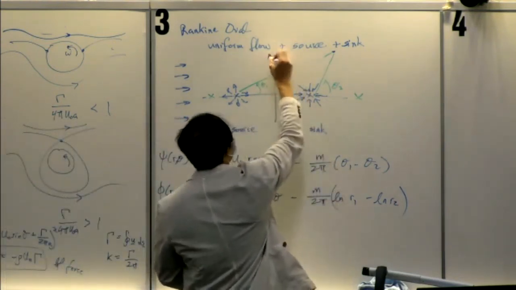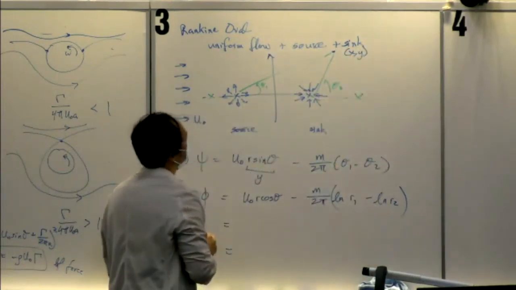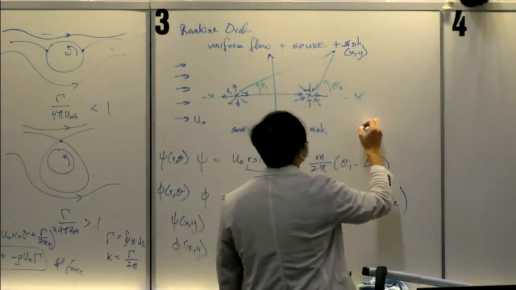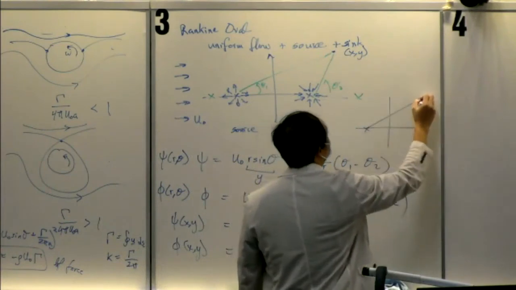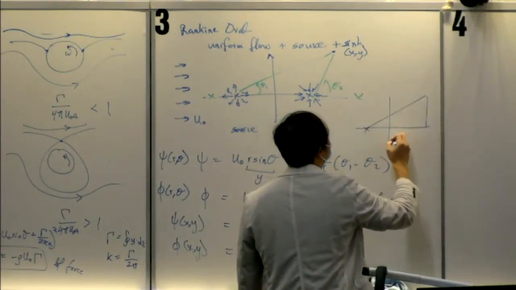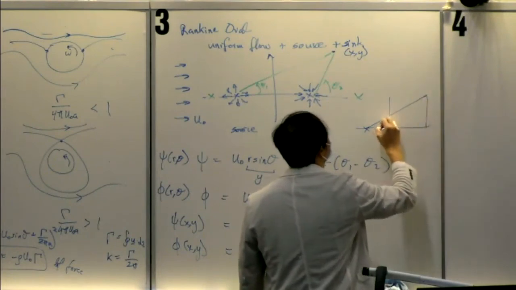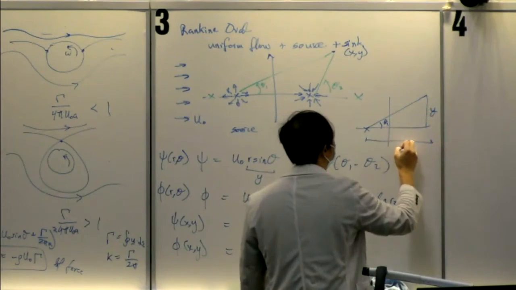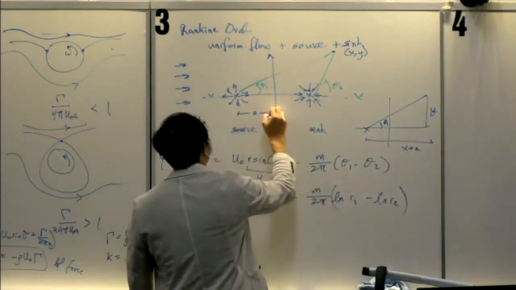So to label this, we'll call this point x comma y. Just to help you here, this is theta 1, and then this is y, and this distance is x plus a. So we'll call this a.